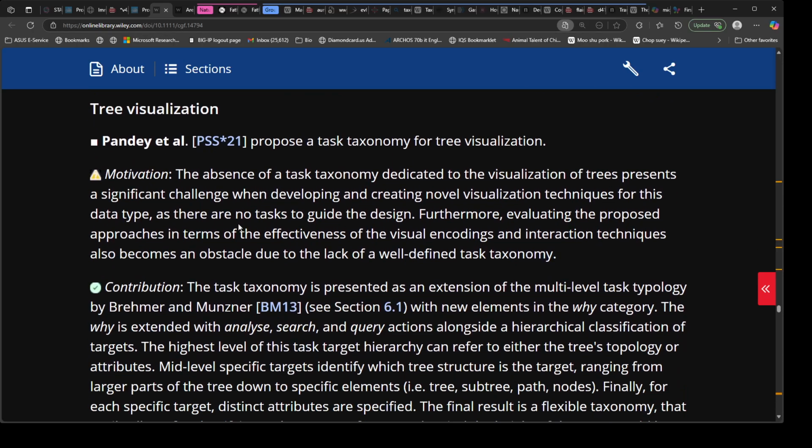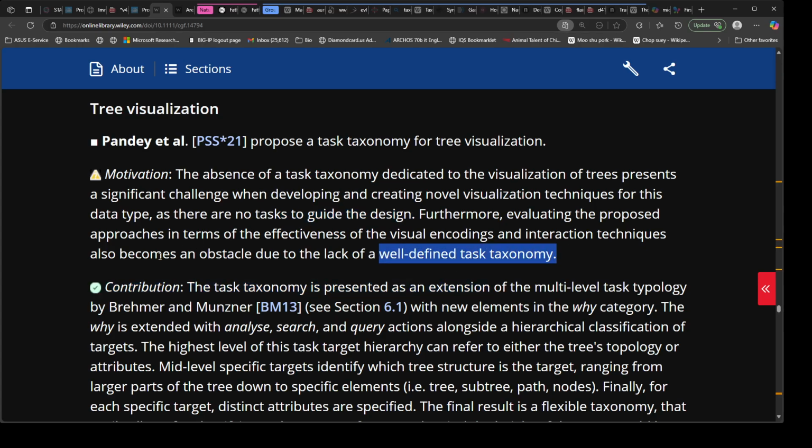Tree visualization. Pandey et al., [PSS21], propose a task taxonomy for tree visualization. Motivation. The absence of a task taxonomy dedicated to the visualization of trees presents a significant challenge when developing and creating novel visualization techniques for this data type, as there are no tasks to guide the design. Furthermore, evaluating the proposed approaches in terms of the effectiveness of the visual encodings and interaction techniques also becomes an obstacle due to the lack of a well-defined task taxonomy.